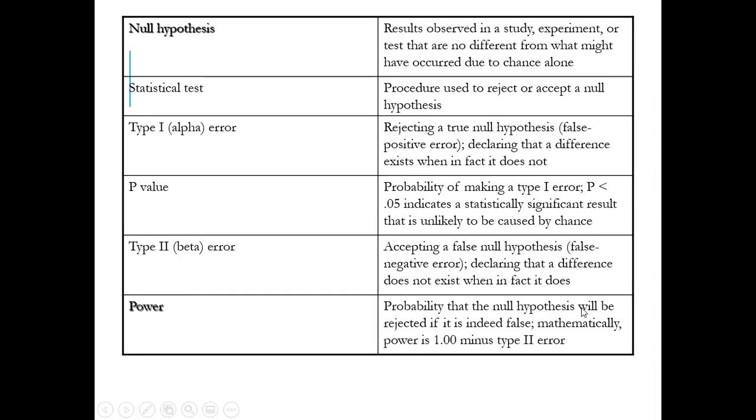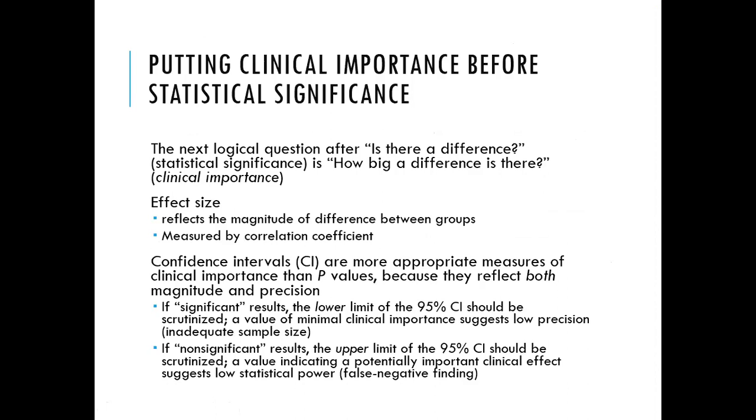Power is the probability that the null hypothesis will be rejected if it is indeed false. Mathematically, power is 1 minus type 2 error. That means when we are declaring no difference, this is the false negative. When we try to rule out this false negative, we tend to analyze the power of the study. We have to put the clinical importance before statistical significance.